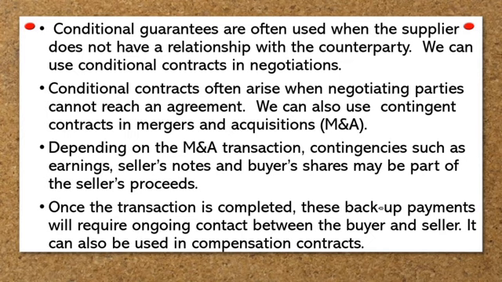Now, we all know that conditional guarantees are often used when the supplier does not have a relationship with the counterparty, and these are contingent contracts, as in mergers and acquisitions. To reach the agreement, depending upon the mergers and acquisition, the parties can share in the seller's proceeds. When the transaction is completed, there will be an ongoing contract between the buyer and seller, as in compensation contracts.